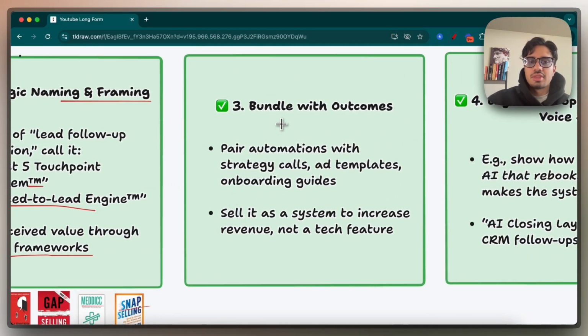Next is to bundle it with outcomes. Like I mentioned, you don't want to just sell the automation, but you want to attach a lot more to it. Like, what are they getting out of this?